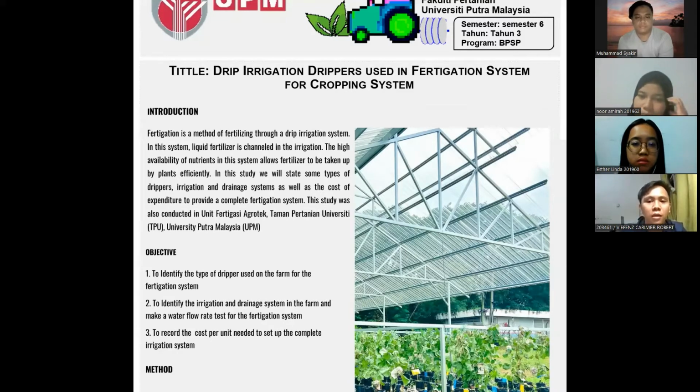In this study, we will study some types of dripper, irrigation, and drainage system, as well as the cost of expenditure to provide a complete fertigation system. This study was also conducted in Unit Fertigasi Agrotech, Taman Pertanian University at University Putra Malaysia.